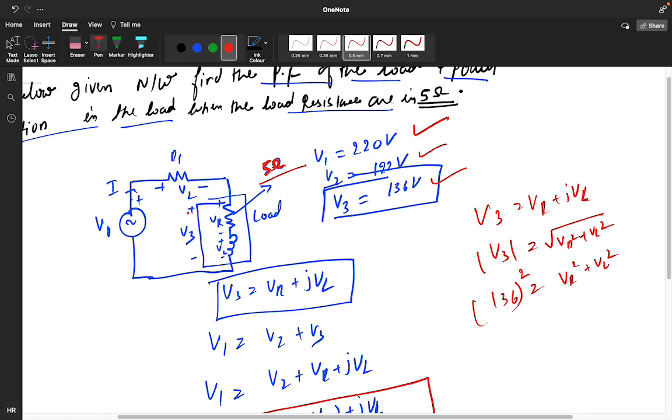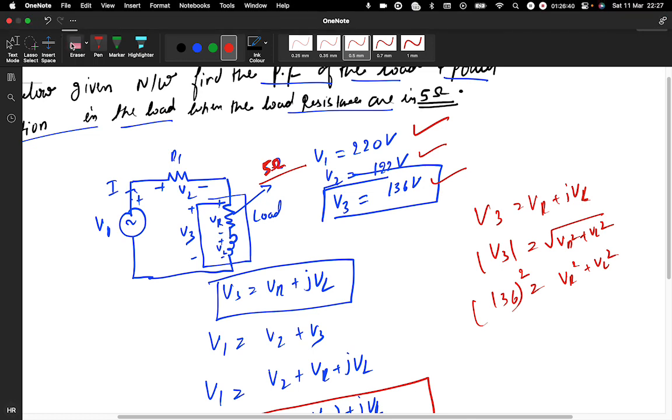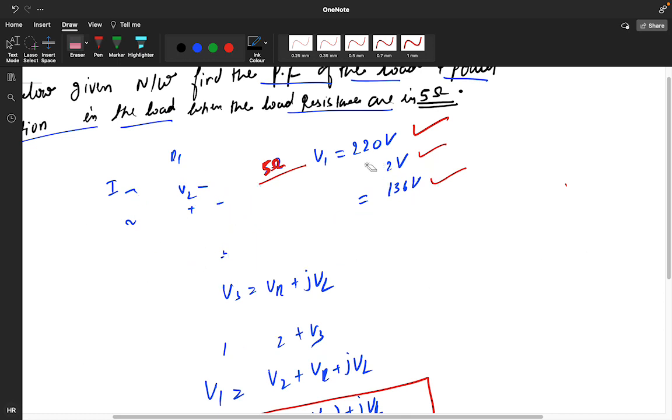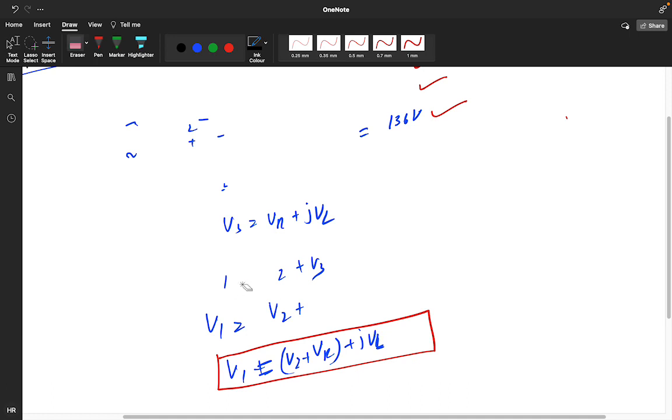Let me see. Yeah, it's a combination of V3. No, let me check it. Okay, wait, I drew it wrongly. See, yeah, you are saying correct only. See, we have a figure like this.